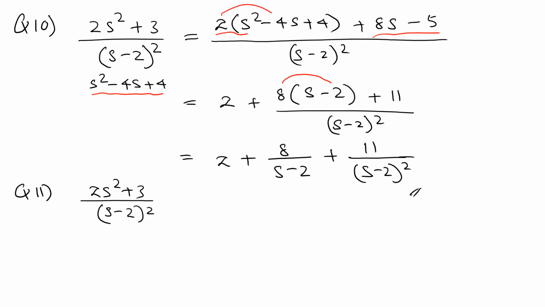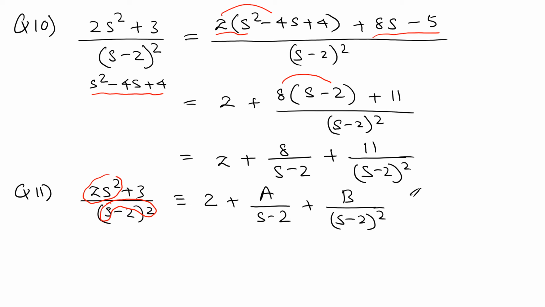So we start with the same problem. So we have 2s squared plus 3 over s minus 2 squared, which you can see when you divide as before, 2s squared, and these also have a squared term here, s squared. So when you divide, the first term you get is 2 plus the rest, which you can write as we normally do, a over s minus 2 and then b over s minus 2 squared. So we're going to do the regular way and see whether you can get the same answers.